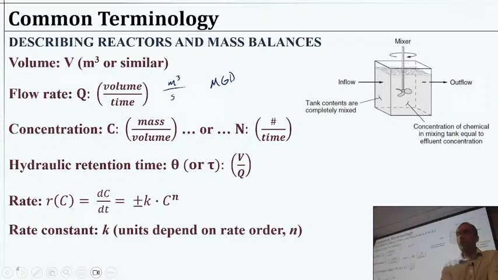Concentration, C, is what we often use for some chemical or some mass per volume concentration. Sometimes we'll use N for the number of something, so the number of particles that are coming to stick together. It's kind of different than a mass balance, because we're doing a numbers balance, but we can treat them the same with some assumptions.